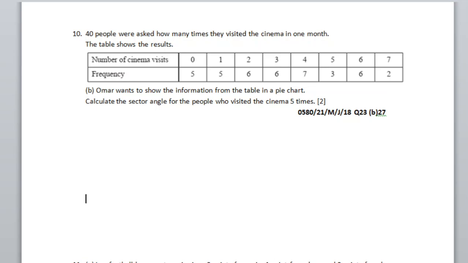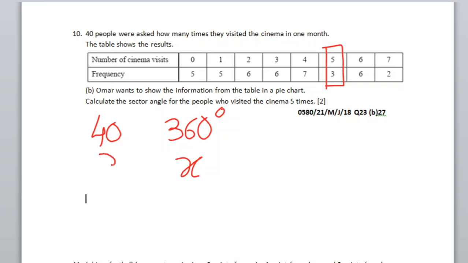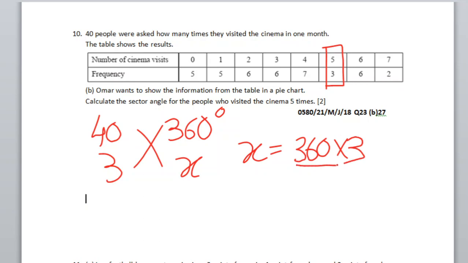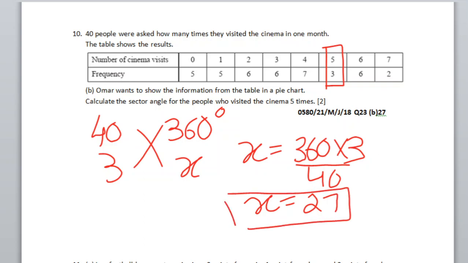So 40 people represent the whole data. So with 40 we write 360 degrees. Calculate the sector angle for the people who visited the cinema 5 times. From here we can tell that 3 people visited the cinema 5 times. Write 3 underneath 40 and cross multiply. X is equal to 360 times 3 over 40, which gives us 27 degrees.